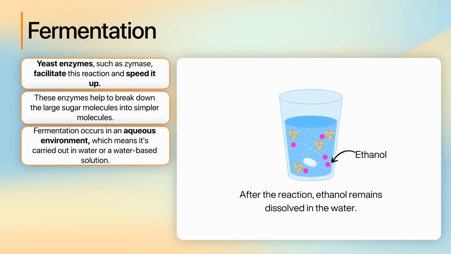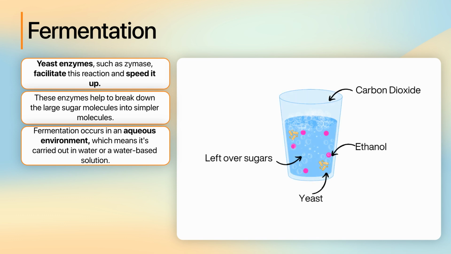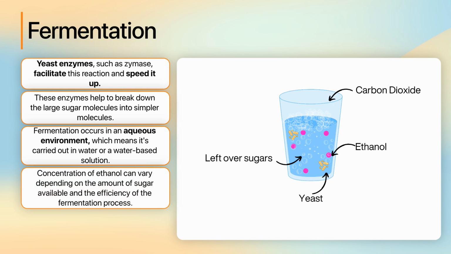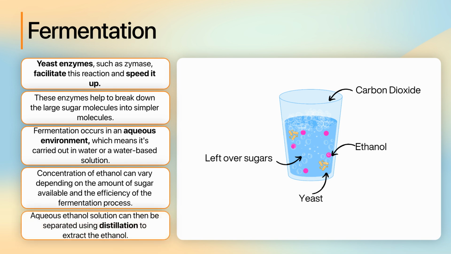After the reaction, ethanol remains dissolved in the water, while carbon dioxide escapes as gas. This gas can be observed as bubbles in the solution, indicating active fermentation. The resulting solution after fermentation contains ethanol dissolved in water, along with other fermentation byproducts and any residual sugars that were not consumed by the yeast. The concentration of ethanol can vary depending on the amount of sugar available and the efficiency of the fermentation process. The aqueous ethanol solution can then be separated using distillation to extract the ethanol.